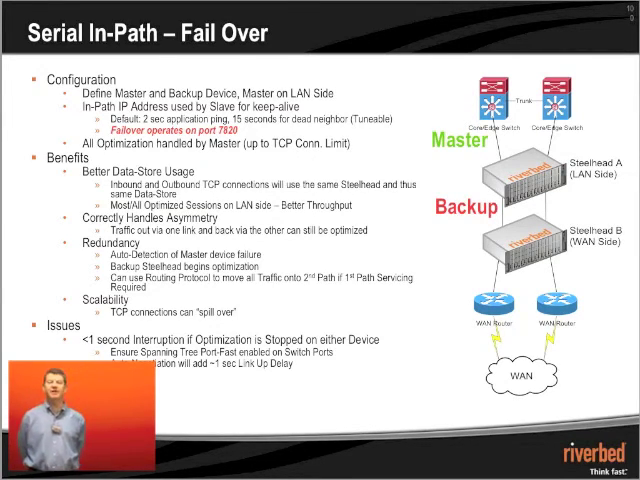Also, in the unlikely event that the master device fails or has its power disconnected or something like that, then the in-path interface will switch to fail to wire. Fail to wire means that traffic will pass through automatically. Then the backup device will take over and optimize the traffic as it is destined for the wide area network.